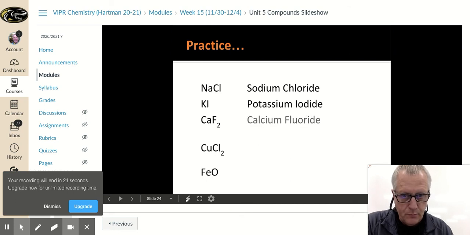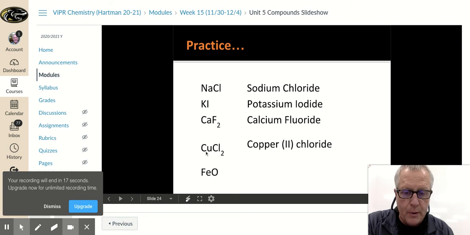Now, what would be different down here about copper chloride? Copper is a transition metal, so we don't really know if it has a multiple charge or not. But since chlorine has only a minus 1, and there's 2 of them, that's why this would be copper(II) chloride.